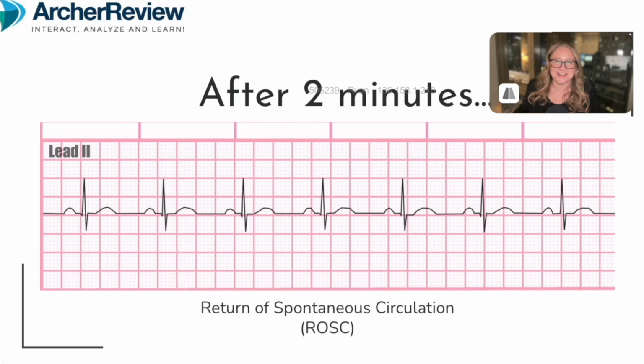Great job, everybody. You've been through a lot of different rhythms today, and you were able to apply it to this scenario to actually go through what it's like to interpret these rhythms in real time and intervene for the benefit of your client.